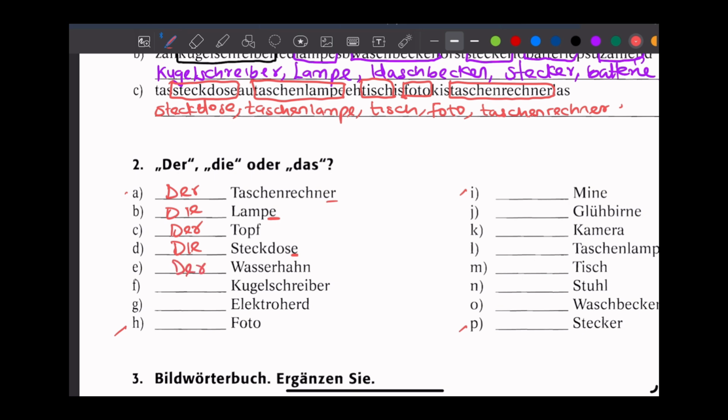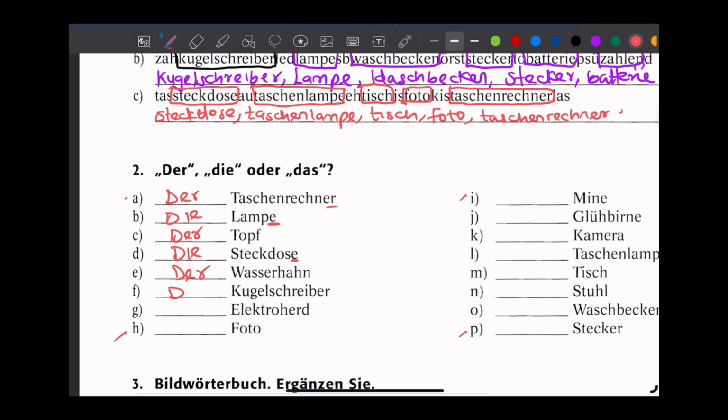There we have Kugelschreiber. There we have Elektrokopf. What do you think? There. And then we have Foto.